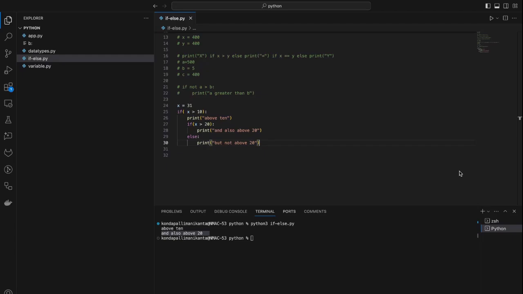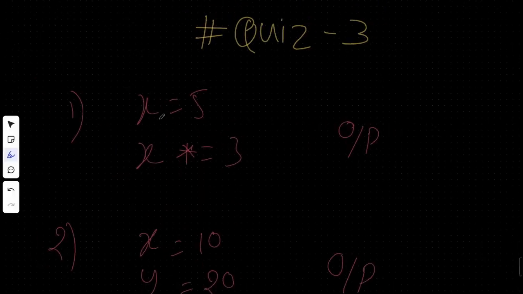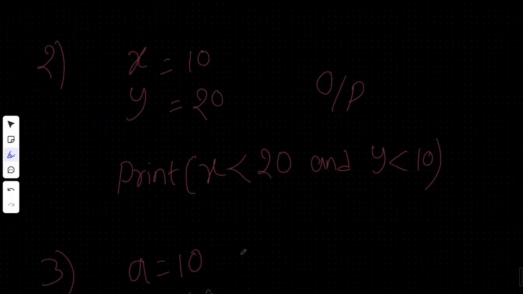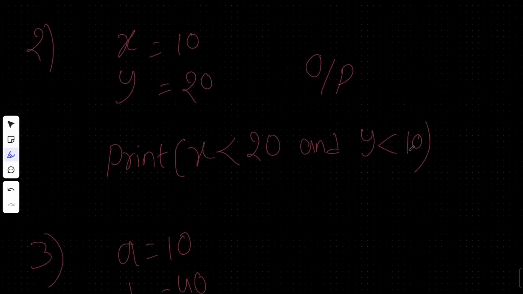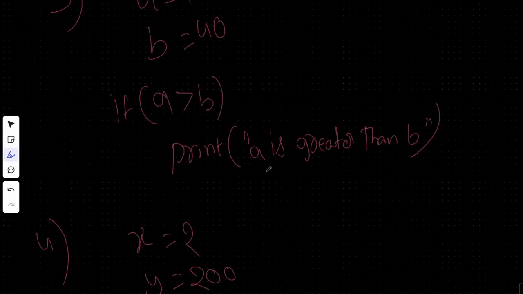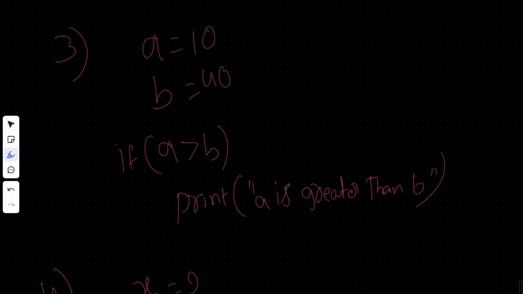Now it's time for the quiz for this video. First question, x equal to 5 and x multiplication equal to 3, what is the output? And next, x equal to 10 and y equal to 20, print x less than 20 and y less than 10. This is the AND operator. What is the output? And next, third question, a equal to 10, b equal to 40. If a greater than b, print a is greater than b. What is the output for this?